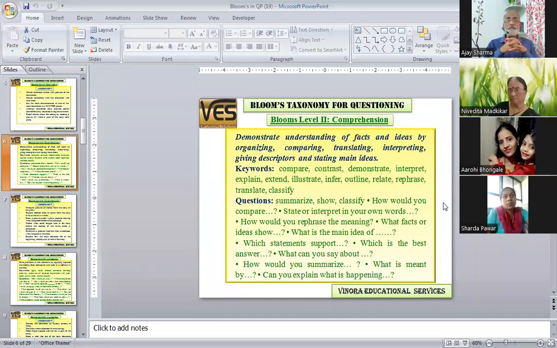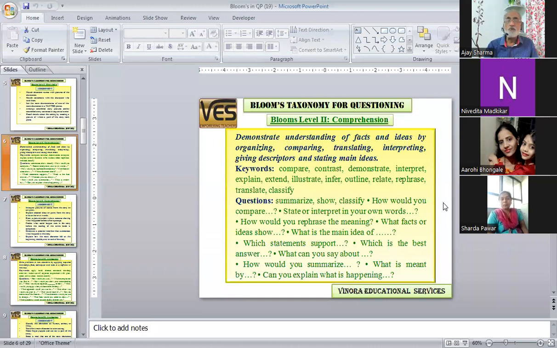Now questions may be: state or interpret in your own words. Just now I explained to you. What facts or ideas show that it was raining? What statements support this particular phrase? What can you say about the first war of independence? How would you summarize the end result of Independence Day?